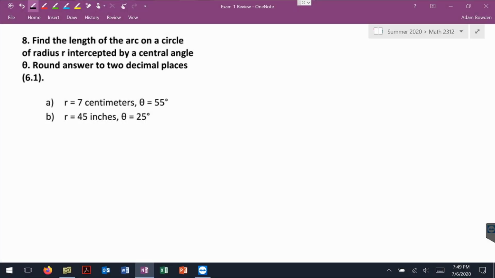Now number 8, it says find the length of an arc in a circle of radius r intercepted by a central angle theta. Round the answer to 2 decimal places. So the formula for finding arc length was S equals r theta, and theta must be in radians for this to work.